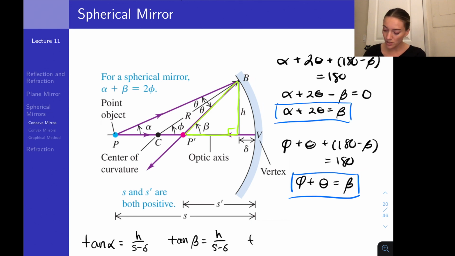And now I just want to do tan phi. So tan phi, right here, you can guess what triangle I'm going to be looking at. I'm going to be looking at this triangle here.